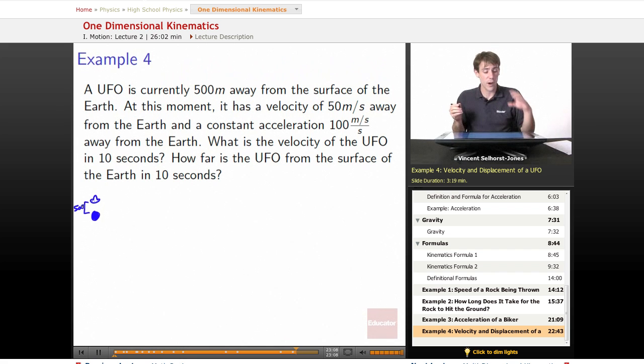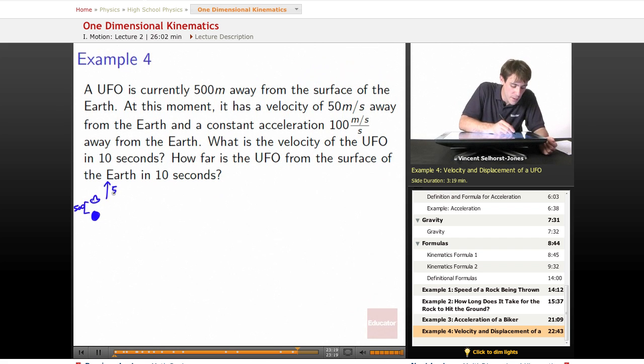So it's not really sitting there. We take a snapshot, and at that first snapshot, it's 500 meters away from the surface of the Earth. And in that snapshot, it currently has a velocity of 50 meters per second, and it also has a constant acceleration of 100 meters per second squared.